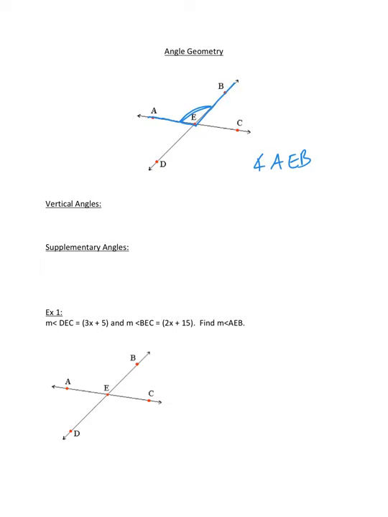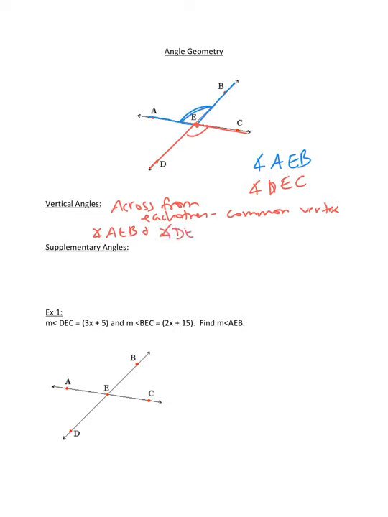If I wanted to name this angle down here, I would name it angle DEC because it goes D to E to C. Okay, and we need to know some angle relationships. So the two angles that I just named are examples of vertical angles. Vertical angles are across from each other, and they share a common vertex, meaning that they share a point. So an example would be angle AEB and angle DEC.